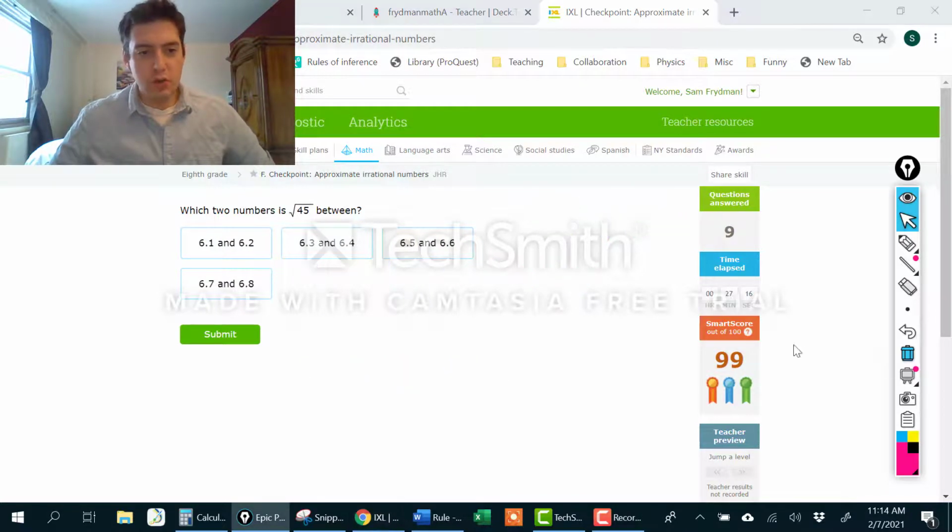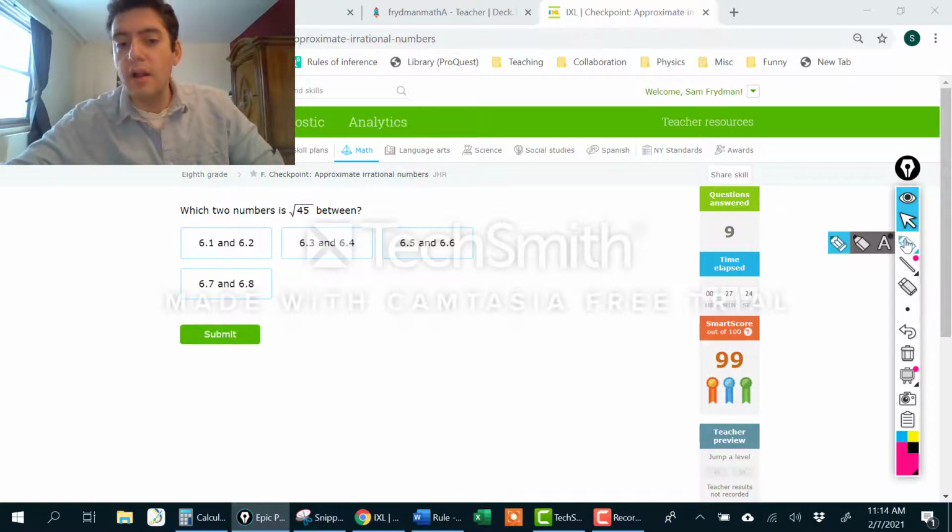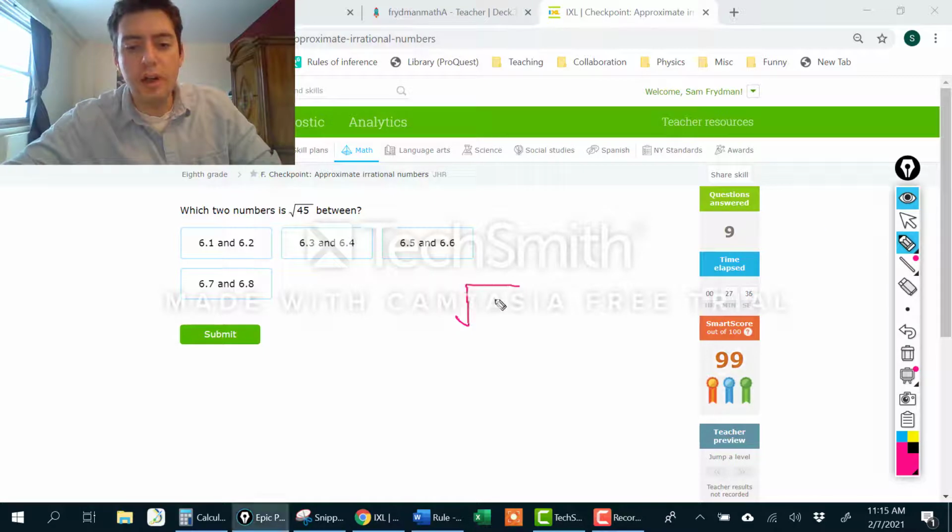Okay, which two numbers is the square root of 45 between? All right, so while I can get the whole numbers easily, it's going to take a little bit more work to narrow it down even more in decimals. So anyway, since it's only given me options that are between 6 and 7, I know I'm going to get between 6 and 7 here. But just for completeness' sake, let's do it.